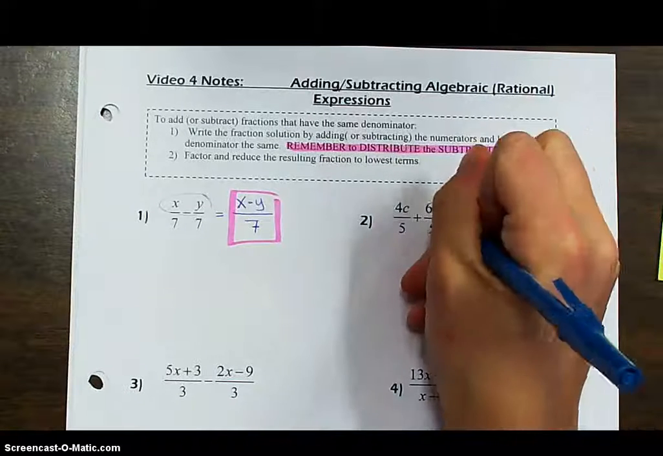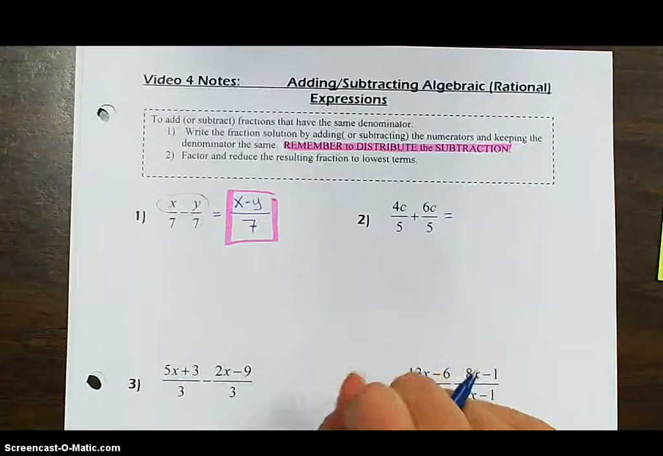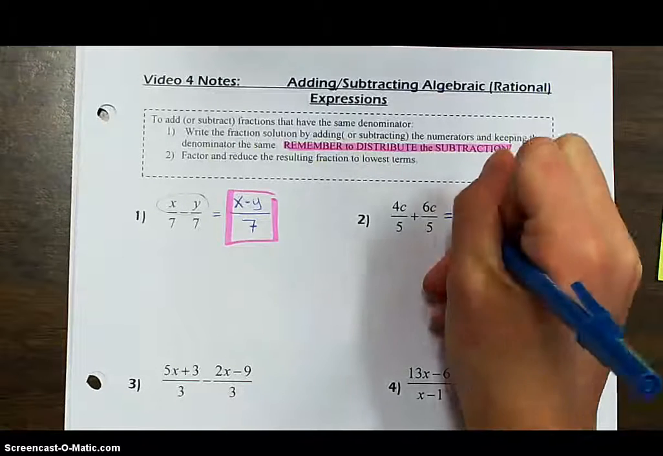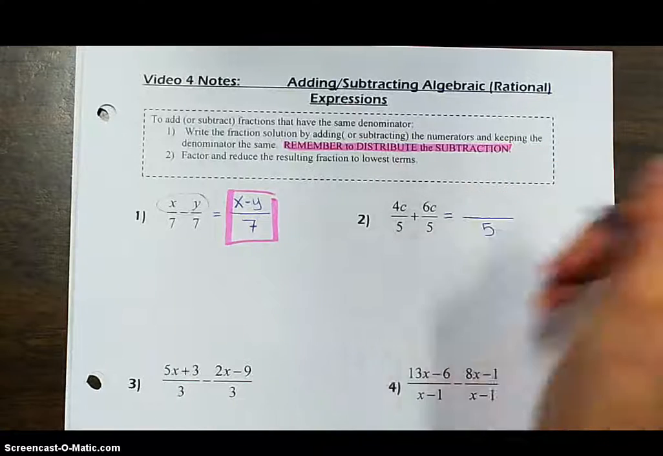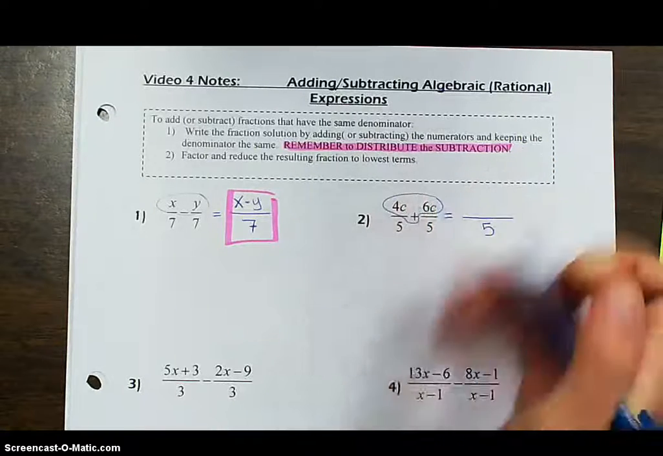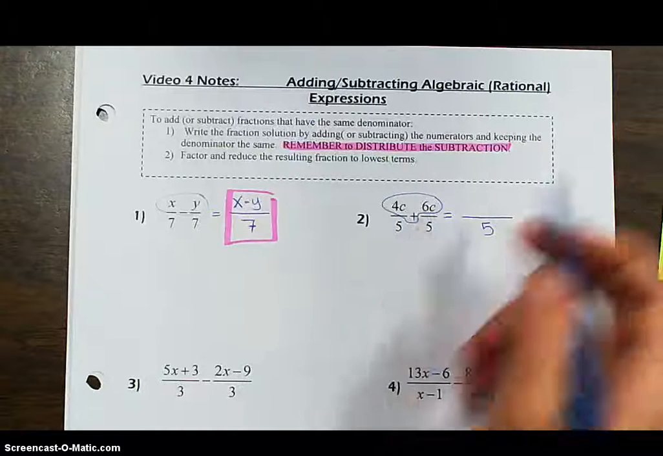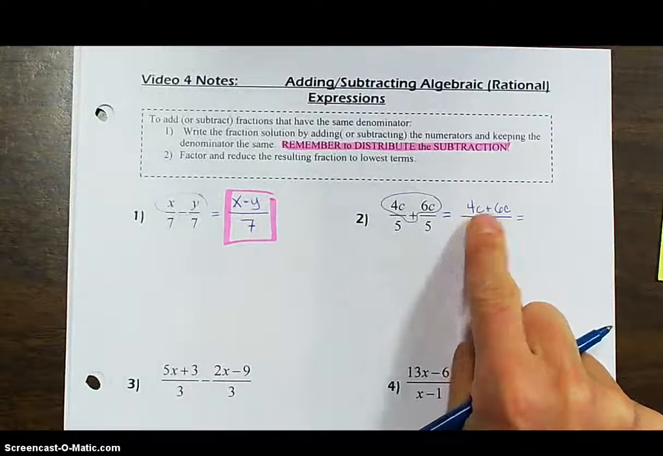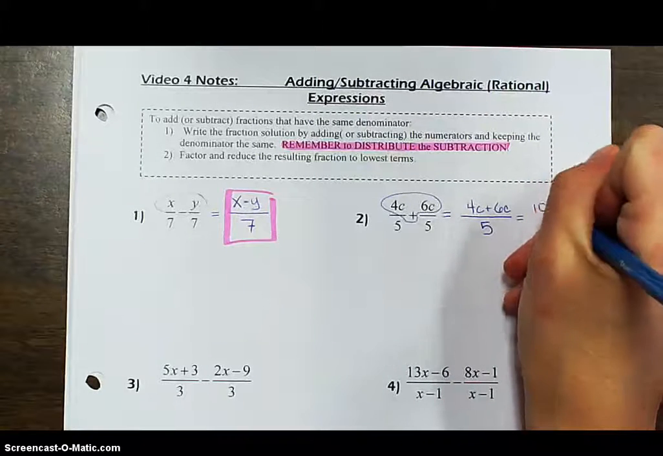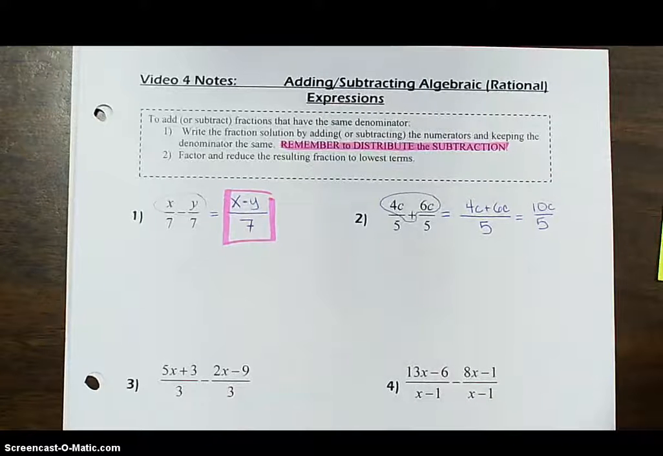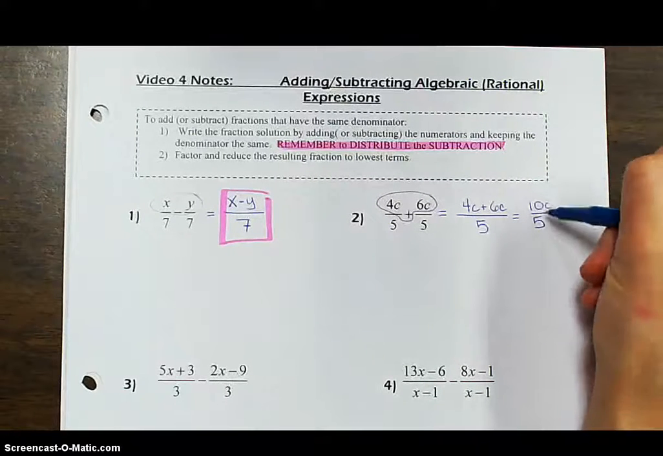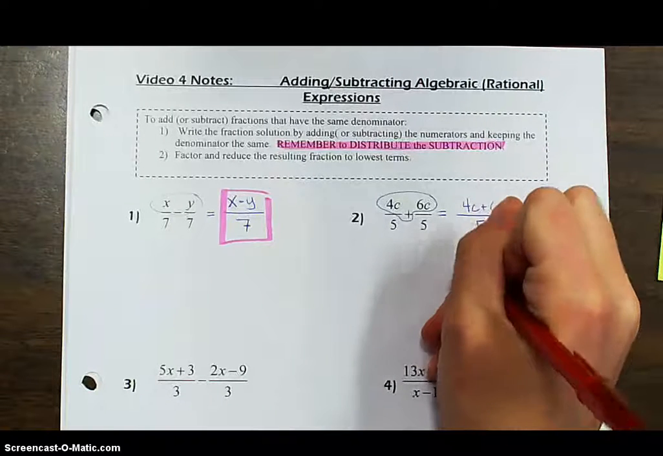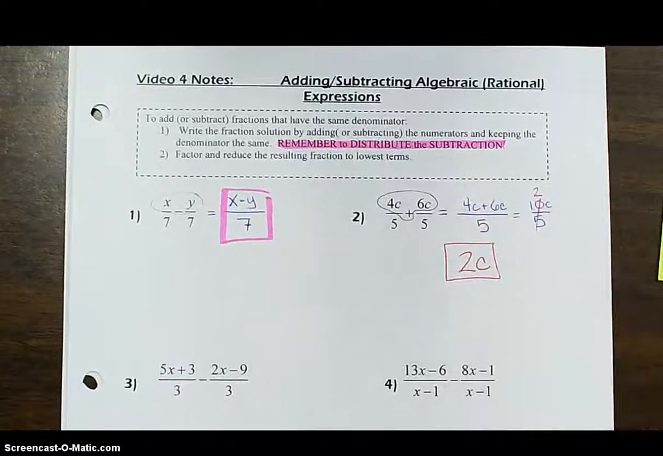Let's take a look now at number 2. The first thing we need to do is check our denominators. A denominator of 5, a denominator of 5. We have common denominators, so we're going to put it all over 5. Now we're going to combine the numerators. I have 4c plus 6c. Those are like terms, so we get 10c all over 5. And look how handy dandy that is: we can actually simplify here. We have 10 over 5, so that will cancel. 5 goes into 10 2 times. So our final answer here is 2c.